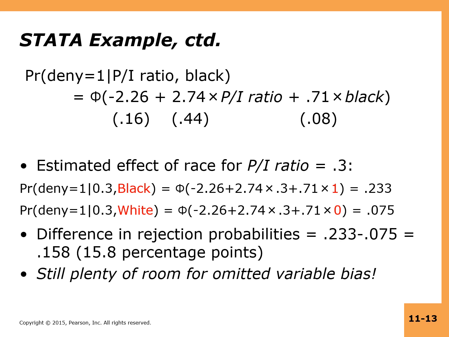Calculating the predicted probability of being denied in Stata, we found that the predicted probability for a white applicant is 7.5% and for a black applicant is 23.3%. So the difference in rejection probability is the difference between the two predicted probabilities, or 0.158. So compared to a white applicant, a black applicant has a higher denial rate of 15.8 percentage points. However, because we're only including the PI ratio and the race variable, there could be a bunch of other factors that are correlated with the race variable and also affect the probability of being denied. So this model likely suffers from omitted variable bias.